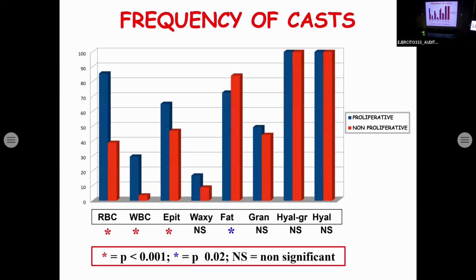As to the frequency of casts, again the highest frequency was for proliferative glomerulonephritis, for red blood cell casts, white blood cell casts, and epithelial casts, while the patients with non-proliferative glomerular diseases had the highest frequency of fat casts. No difference between hyaline and granular casts.